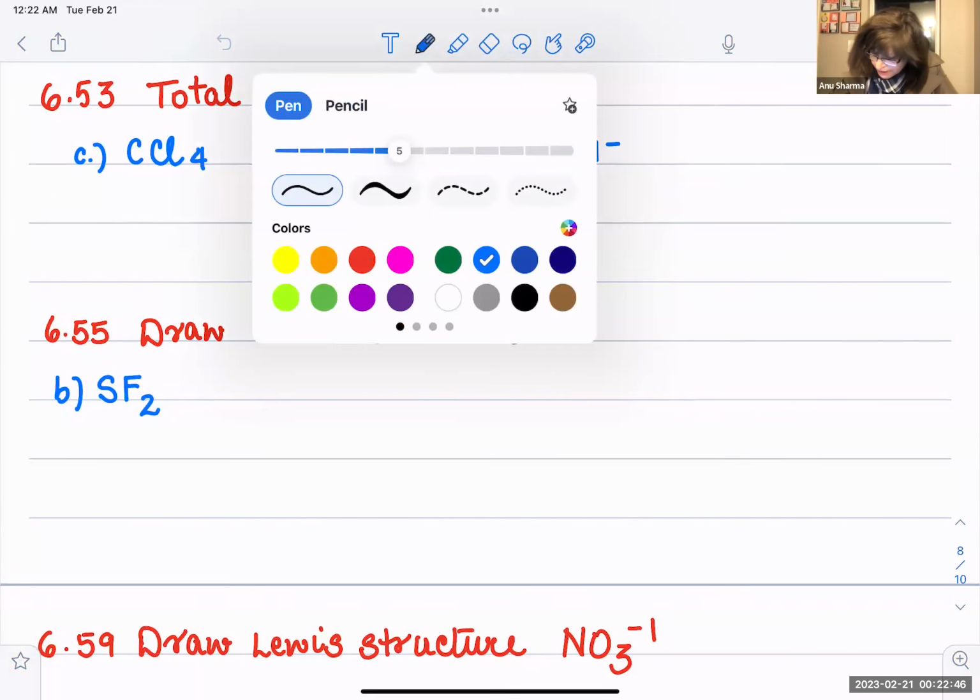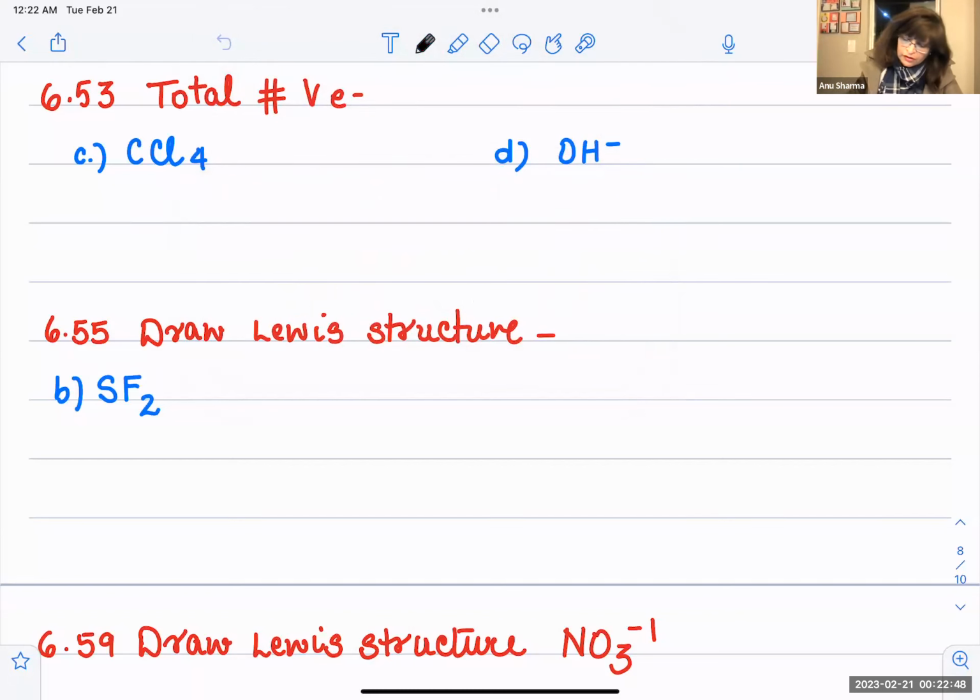For carbon tetrachloride, first of all, you need to look at individual atoms. You should be able to recognize that this is made up of two kinds of atoms: one is carbon and the other is chlorine. There is one carbon and there are four chlorines.